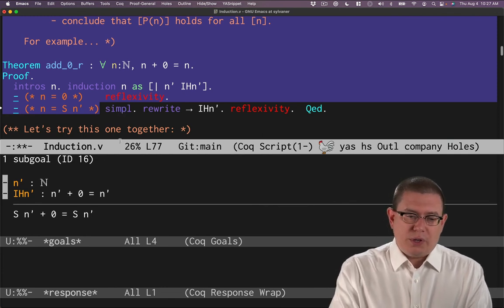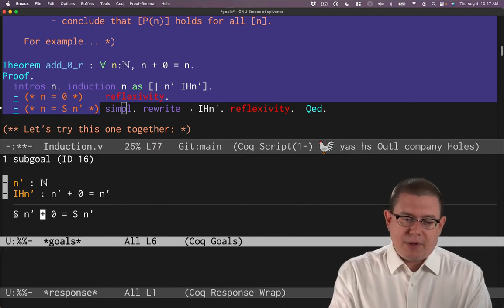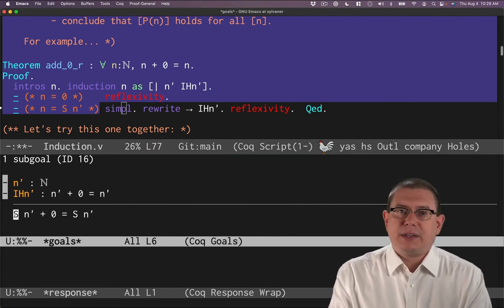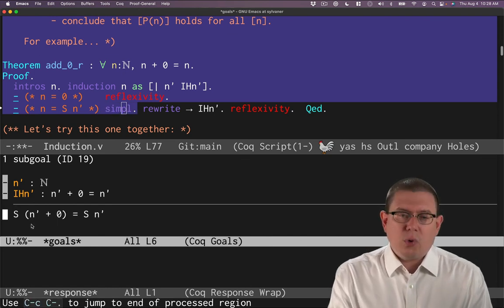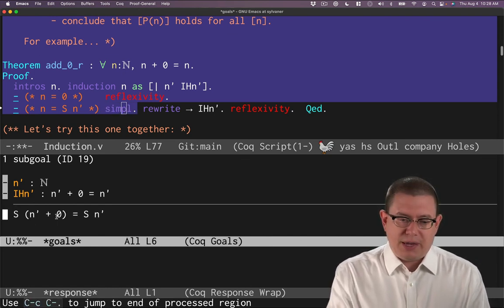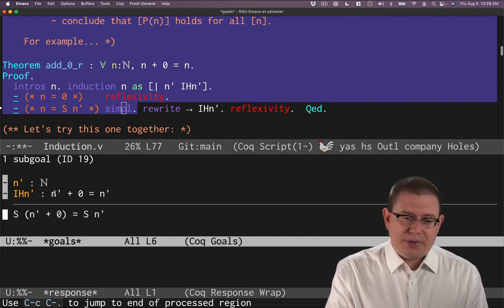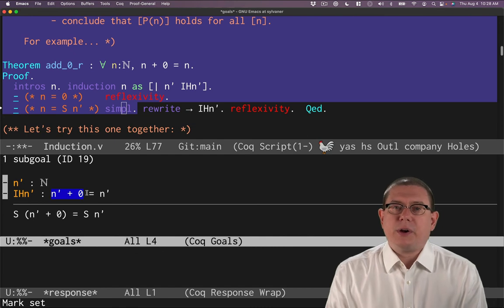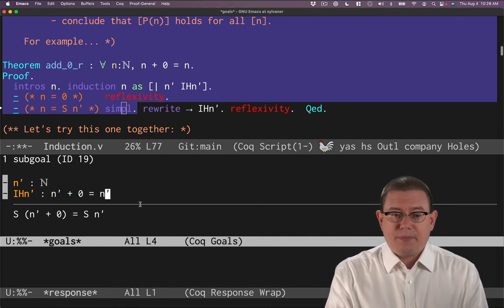Okay, look at the goal. There's actually a step of simplification that's possible here because we have a plus where the left-hand side has a successor. We talked about that before. So we can simplify that. That pulls the successor out front, and now we've got n prime plus zero. That's something that's up here in our hypotheses. In fact, our inductive hypothesis says that n prime plus zero is n prime.